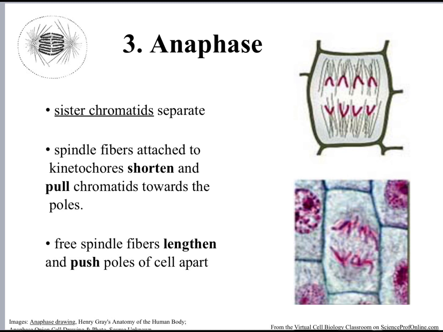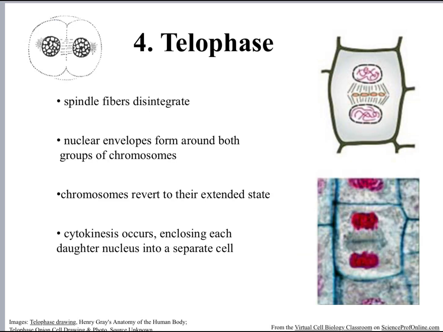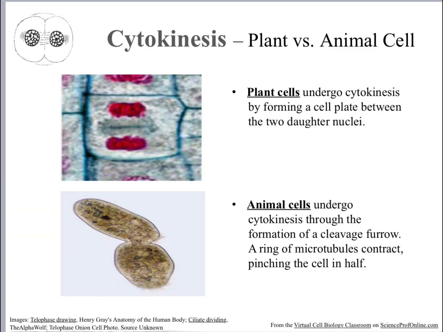And next we have telophase. The spindle fibers disintegrate. The nuclear envelopes form around both groups of chromosomes. Chromosomes revert to their extended state, and cytokinesis occurs, enclosing each daughter nucleus into a separate cell.